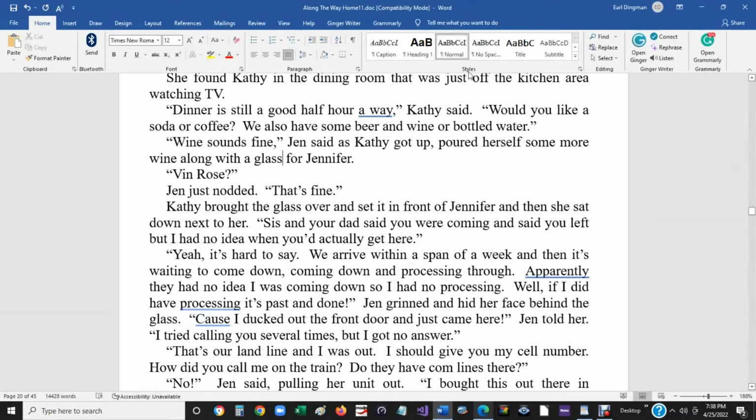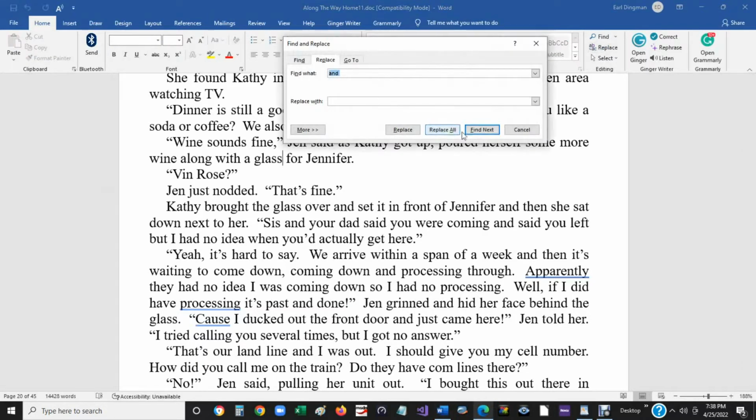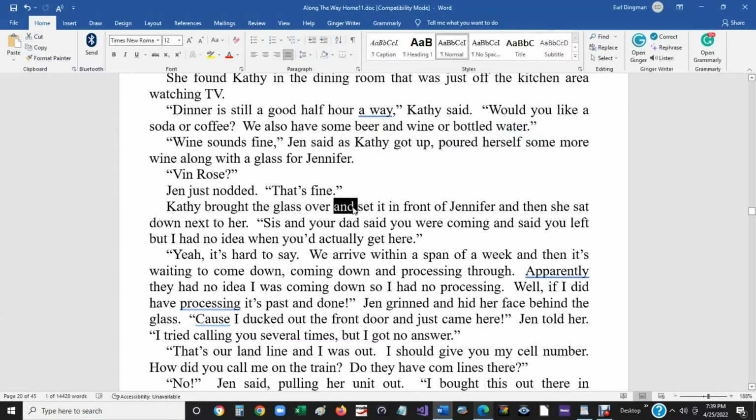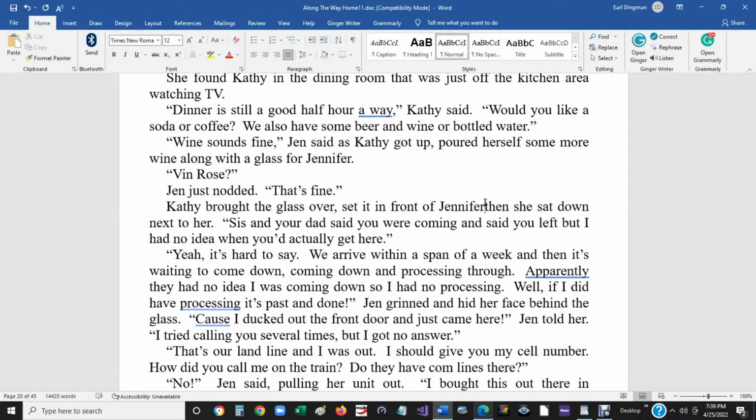And then the next sentence there: Kathy brought the wine over and set it in front of Jennifer, and then sat herself down next to Jennifer. And. You see the problem with ands. Kathy brought the glass over, comma, set it in front of Jennifer, comma, and then sat down next to her. And when we put this through Grammarly, or Ginger, or ProWritingAid, it's going to tell us whether or not these commas were bad. And if it doesn't like them, it may put the and back in and take the comma out.